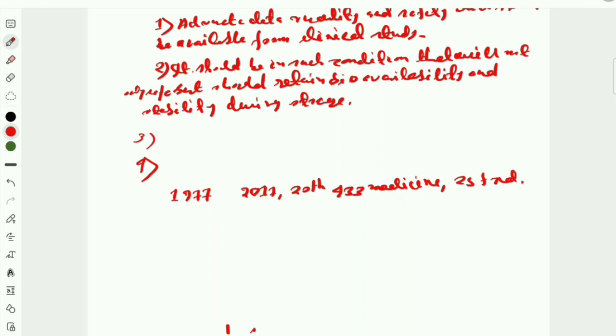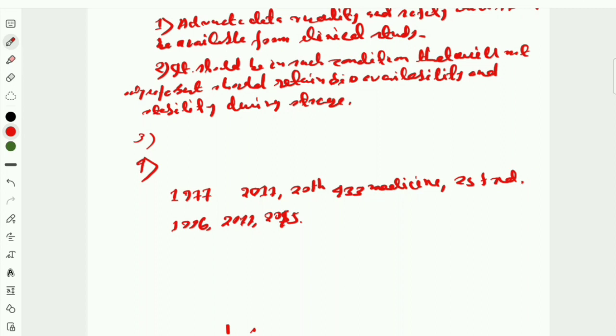India made its first list of essential medicines in the year 1996. Then it revised it in the year 2011, and in 2015 there is a new list, which is termed the National List of Essential Medicines, which has 376 drugs, among which 20 are fixed dose combinations.